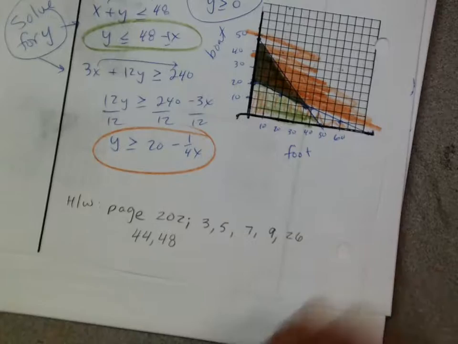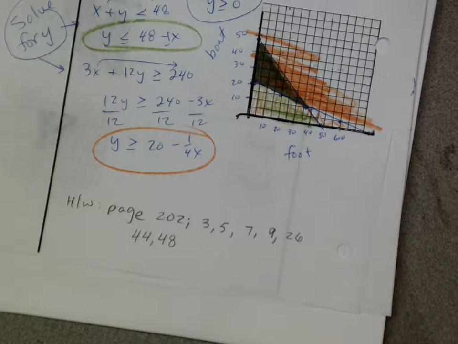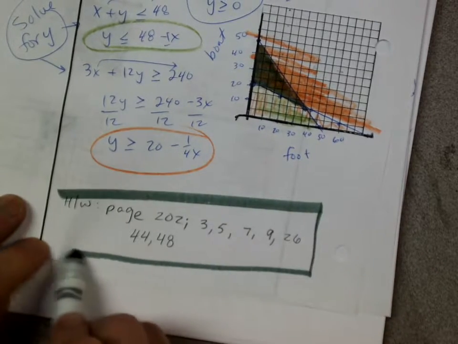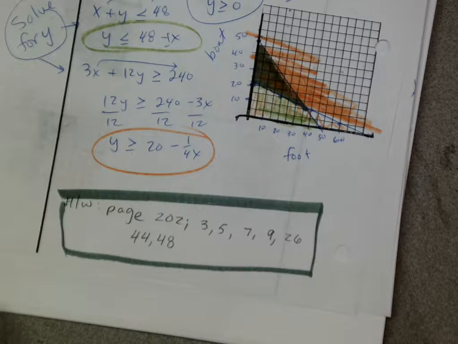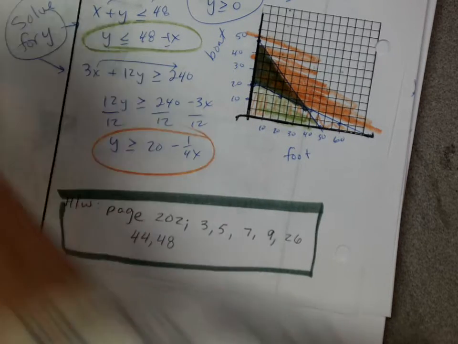All right, so homework, real quickly, is page 202, 3, 5, 7, 9, 26, 44, and 48.